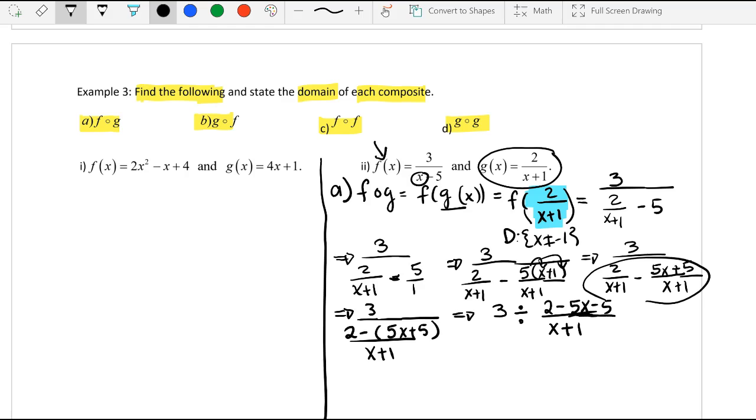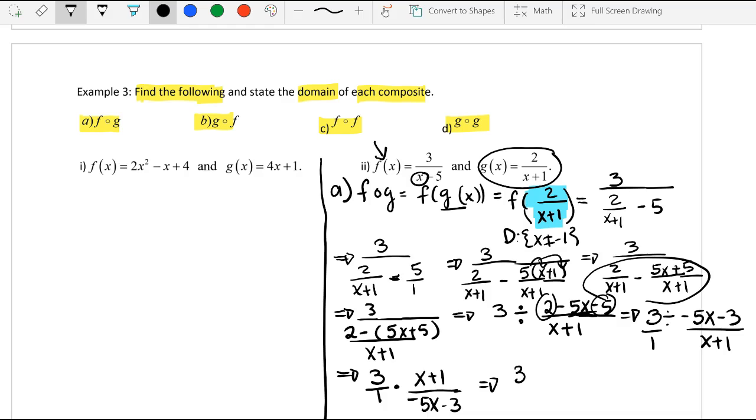Then from here, I just need to simplify some more. 2 and -5 gives -3, and I'm going to bring down my -5x, so -5x minus 3, all over an LCD of x plus 1, okay? Now from here, I'm going to make the 3 into a fraction, 3 over 1, and continue to simplify. 3 over 1 times its reciprocal, x plus 1 over -5x minus 3. Then from here, we have 3 times the quantity x plus 1 all over -5x minus 3.